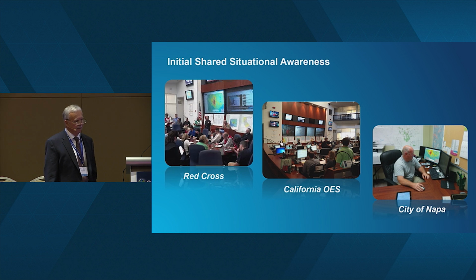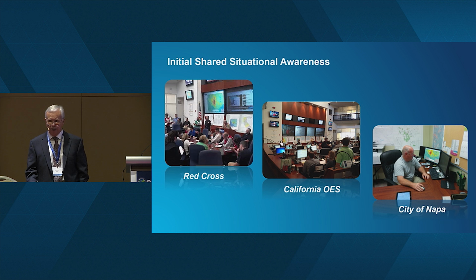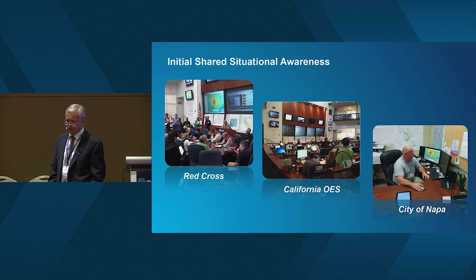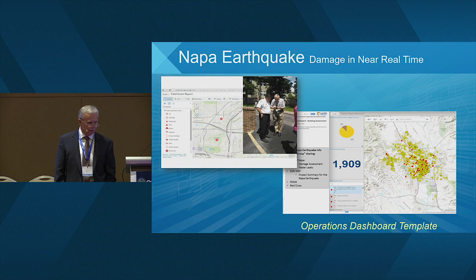Much to our surprise, the California Office of Emergency Services, a very large emergency management operation, was using this as their authoritative common operating picture. The Red Cross was doing the same. And the city of Napa, where the earthquake occurred, was doing the same. So we called and offered some assistance.